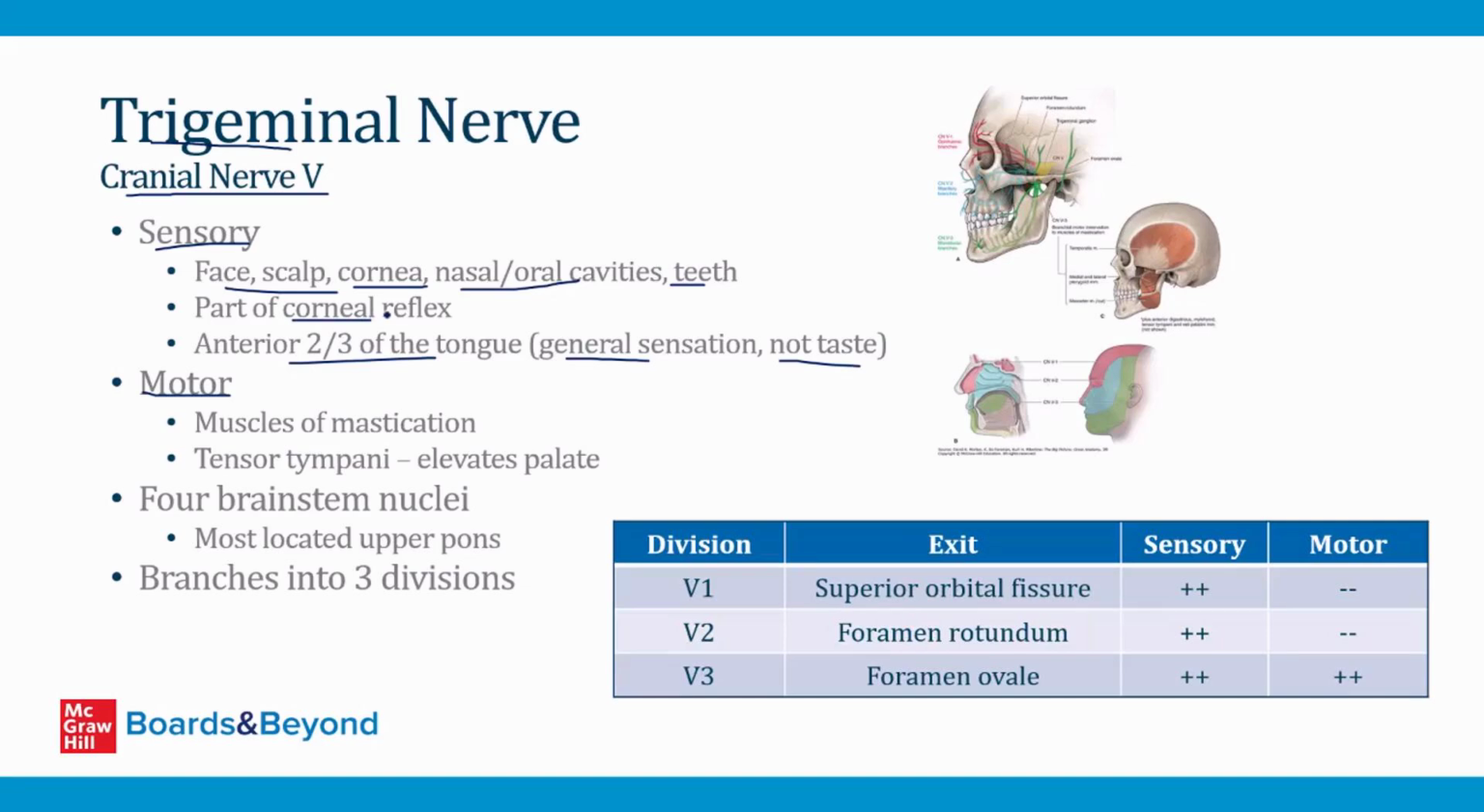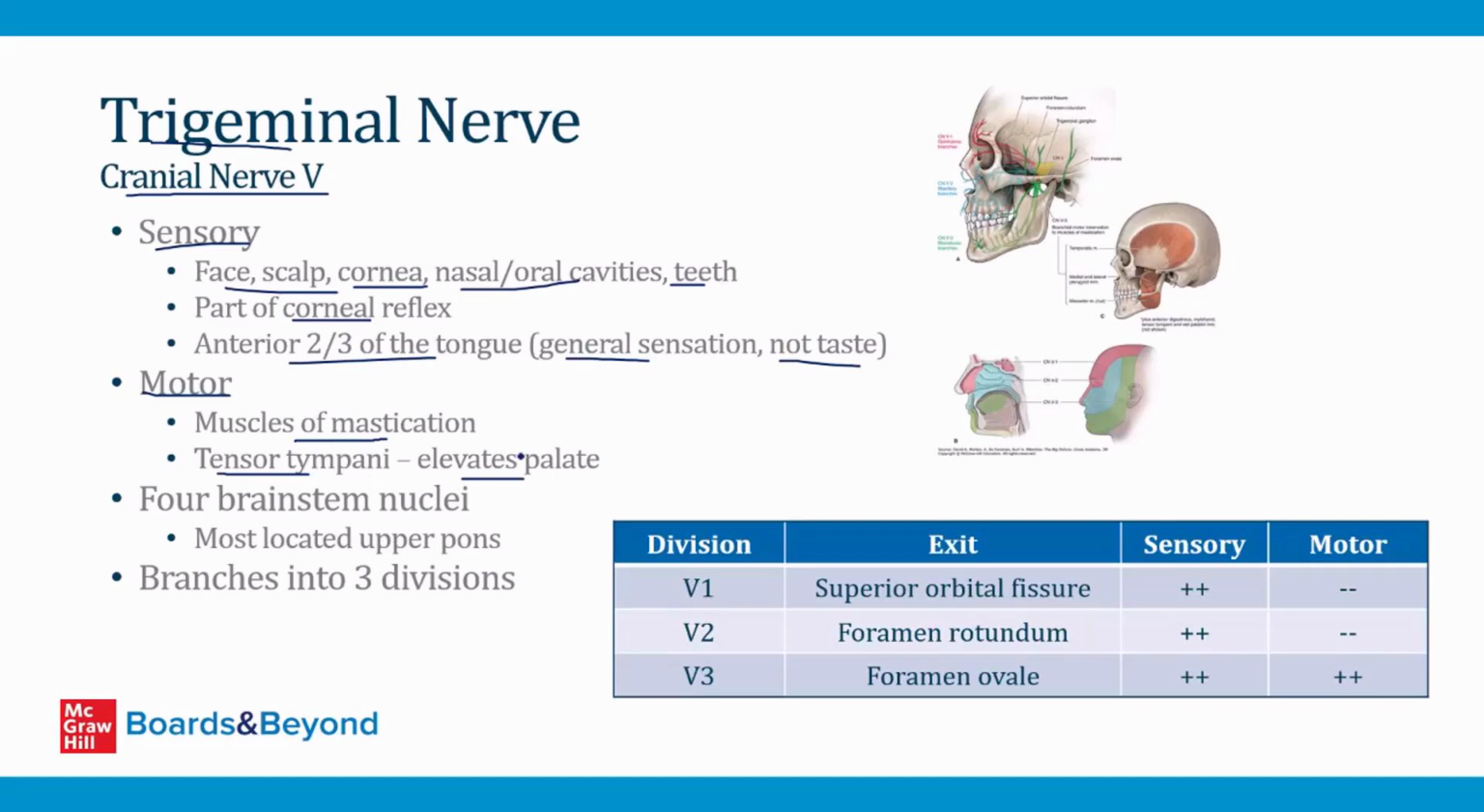If you lose function of this nerve, you will lose the corneal reflex. In terms of motor function, it's important for the muscles of mastication. So when you chew, that's being carried out through the trigeminal nerve. It also innervates the tensor tympani, which is a muscle that elevates the palate. And so a lesion of this nerve can cause problems with the palate not elevating normally.